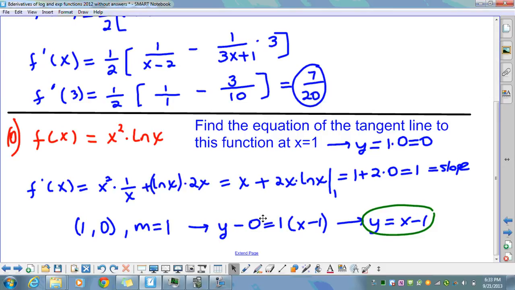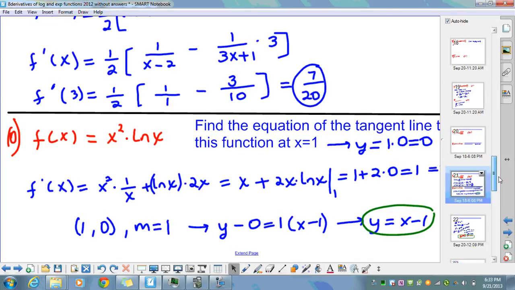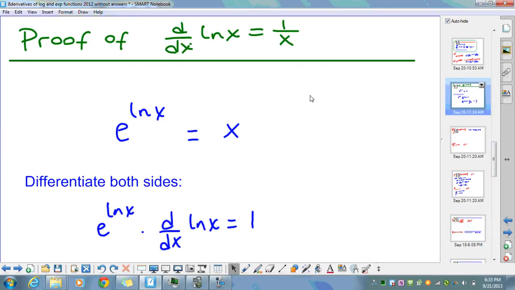Now I'd like to show you a very quick, very neat proof of where the derivative of ln x comes from. Again, we were surprised 1 over x was the answer. Where did that come from? Let me see if I can show you that really quick. This is like a 3-line or 2-line proof. Okay, we're trying to show the derivative of ln x is 1 over x. First step, write e to the ln x equals x. Why is this true?